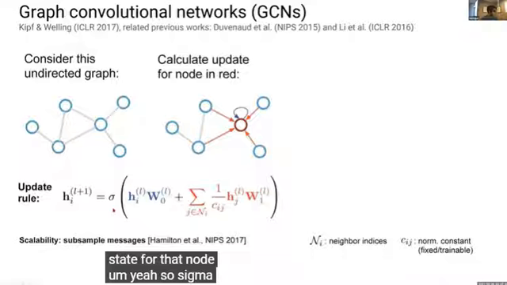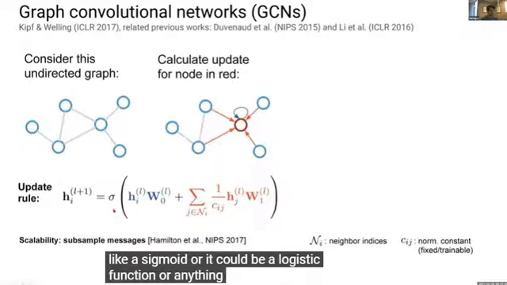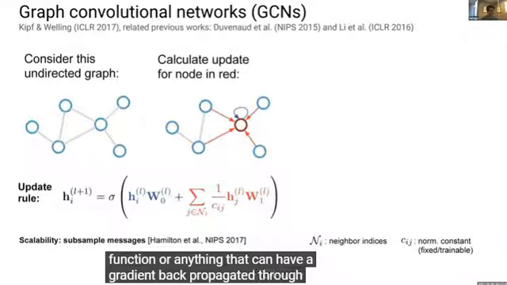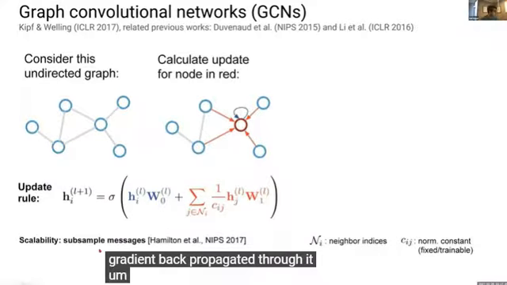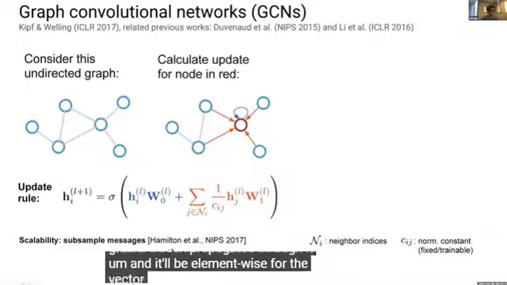So sigma, again, it could be a sigmoid, or a logistic function, or anything that can have a gradient backpropagated through it. And it'll be element-wise for the vector.